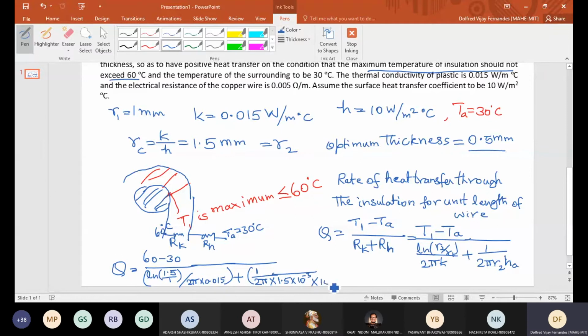that is 10. Be careful here. Why do I not write 1.5 into 10 power minus 3 there? Because it's a ratio, R2 by R3, so 10 power minus 3 will cancel out. But when you write the radius for this case, you have to substitute in terms of meters. Okay. So tell me, what is the rate of heat transfer?